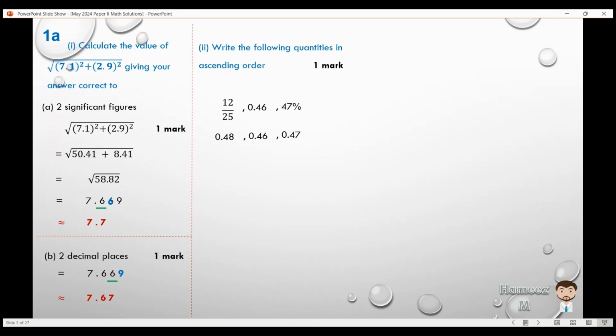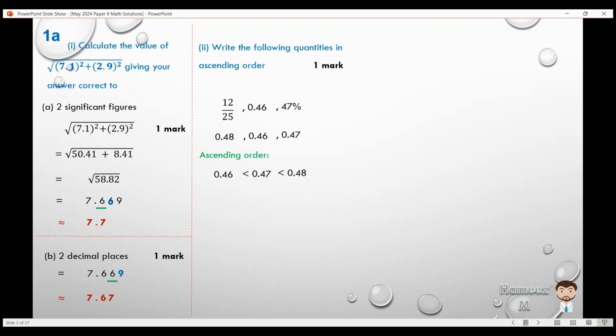So now that we have written the 3 different numbers in the same form as a decimal fraction, we can now put them in ascending order. Let's recall ascending order means from smallest to largest. So the smallest will be 0.46, followed by 0.47, and that is less than 0.48.